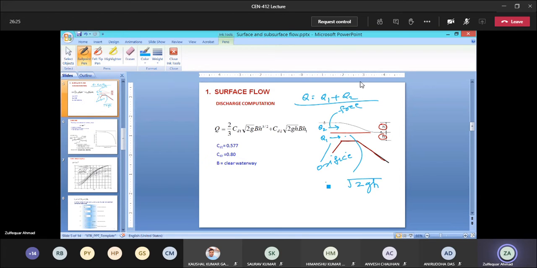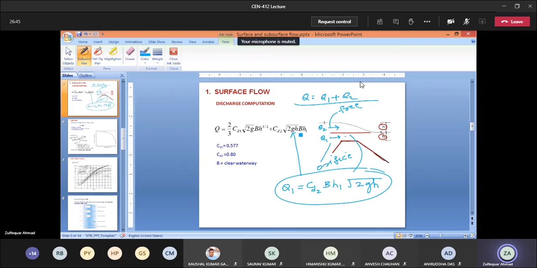So we have to multiply with the area. B into H1 is the area. This is the velocity and this is the area. And then we have to multiply with the coefficient of discharge. Let me write this one as CD2. So this is our discharge equation Q1, and this is the equation which is written here.